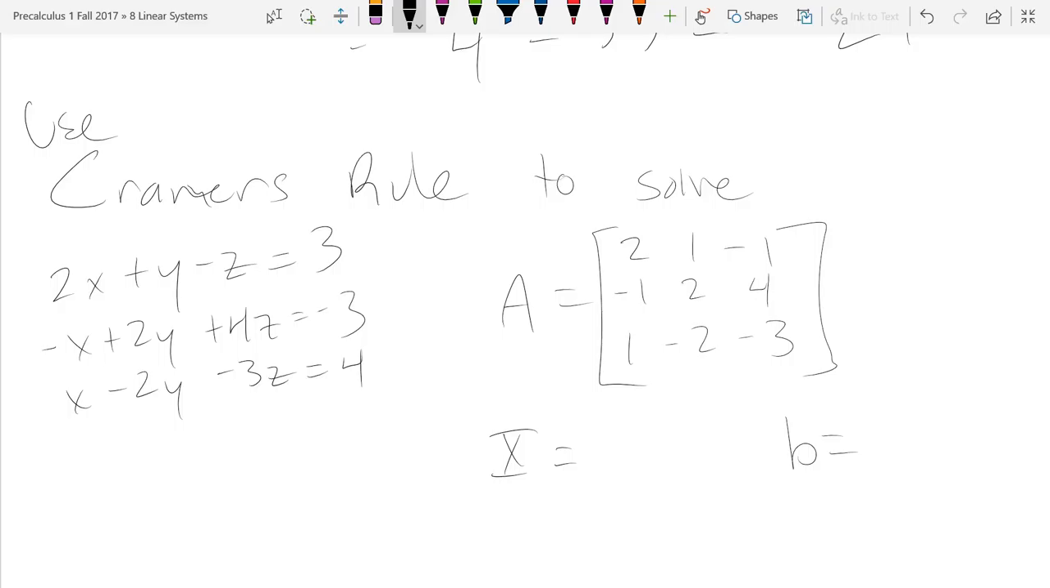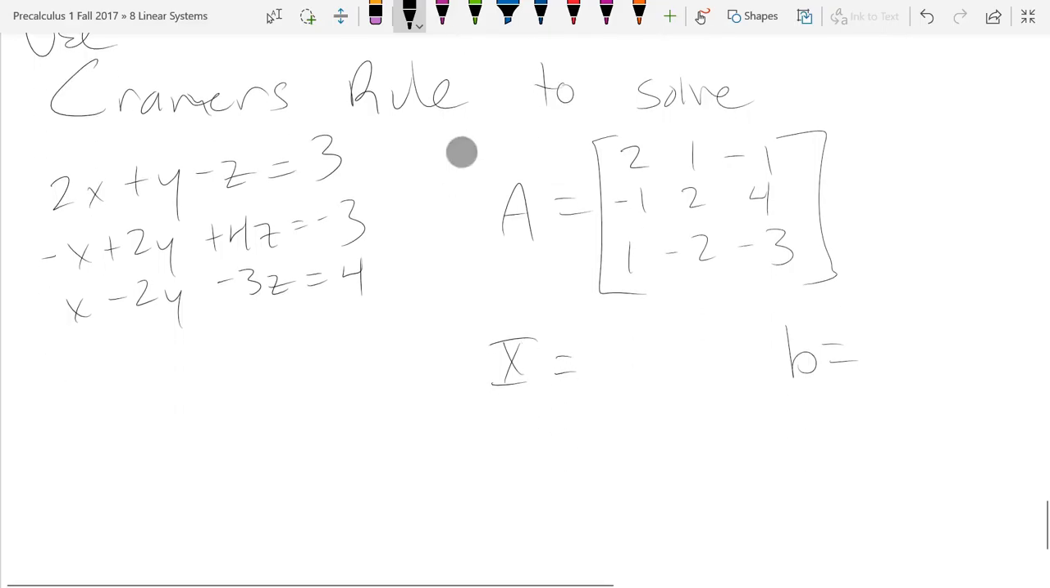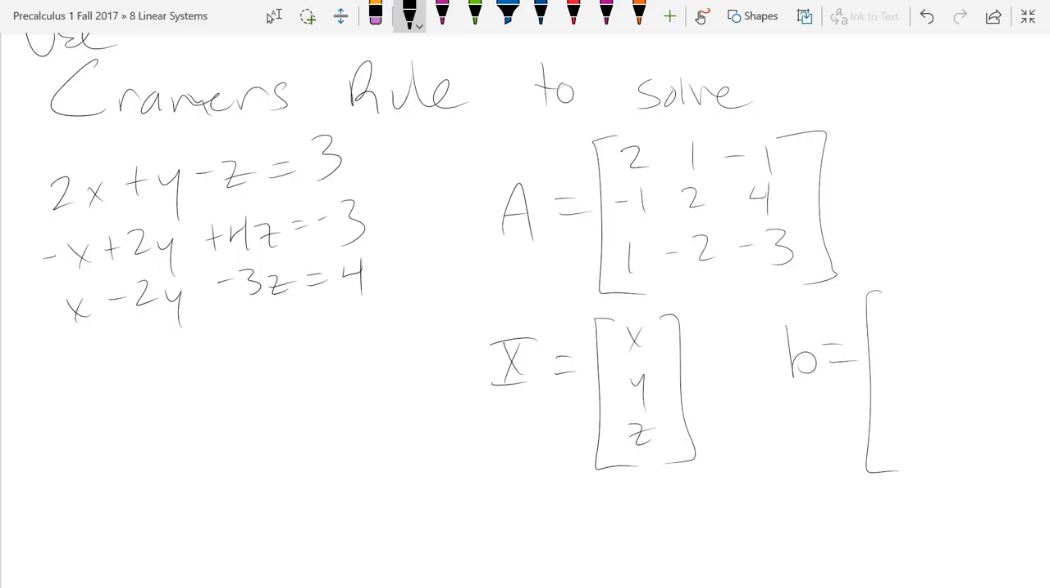Now I believe this exact system we've used twice before. Once we solved with row reduction, once we solved by finding the inverse of A and doing it in a matrix algebra type of way. And now we're going to solve it with Cramer's rule. So it should have the exact same solution we got before. So our matrix X is x, y, z. It's the variable matrix. And B is the constant matrix, which is 3, negative 3, 4.